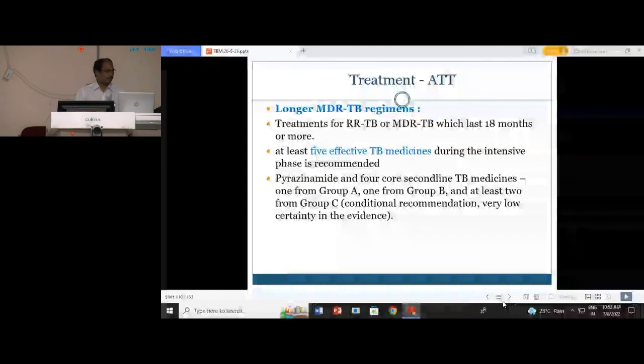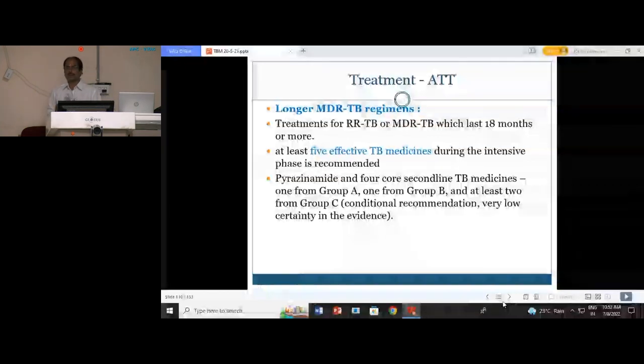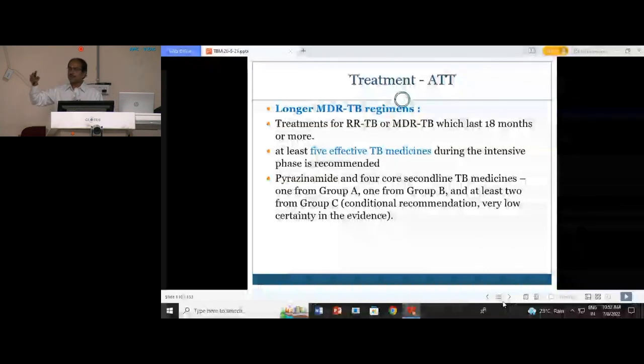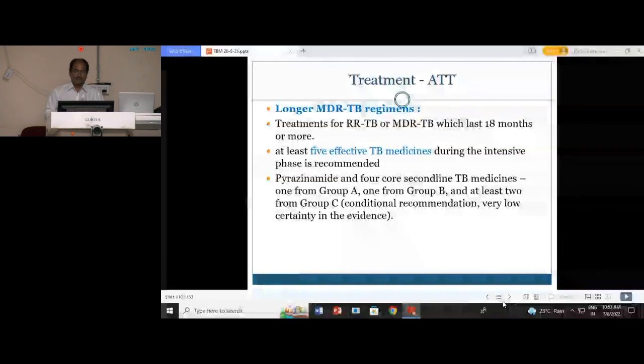In TB, you give 4 drugs for 2 months and 2 drugs for 10 months. In drug resistant tuberculosis, give 5 effective drugs, at least for 18 months, with the intensive phase recommended. Pyrazinamide is a must. This is very, very important. Of the 5 drugs, you should know what the 5 drugs are. I am telling you, 5 drugs are a must. What are the 5 drugs? Pyrazinamide is a must, and 4 core second line TB medicines.